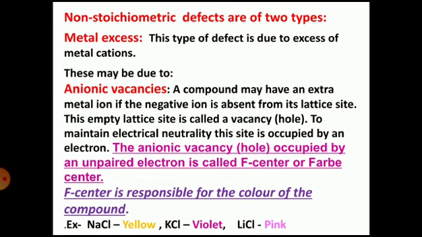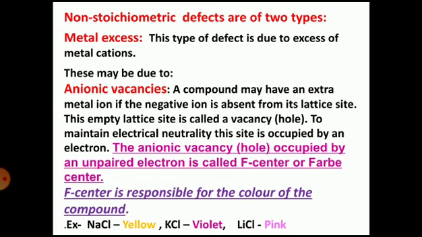So non-stoichiometric defects are of two types. The first one is the metal excess defect and the second one is the metal deficiency defect. Let us study one by one. Metal excess defect. If you focus on the name, you will come to know the meaning actually. The defect that arises due to the excess of metal is called metal excess defect.